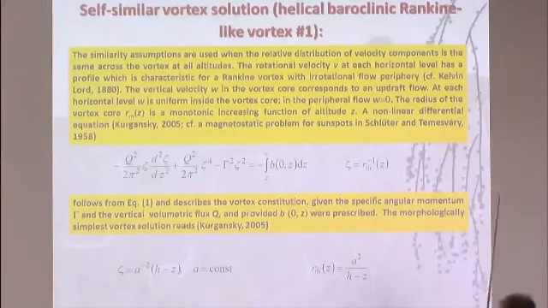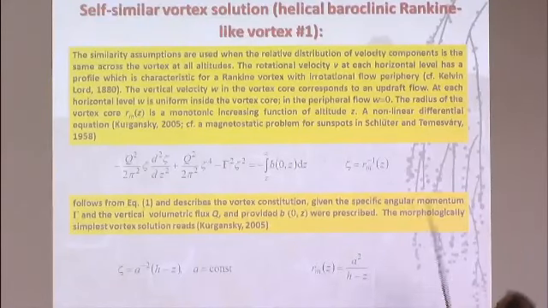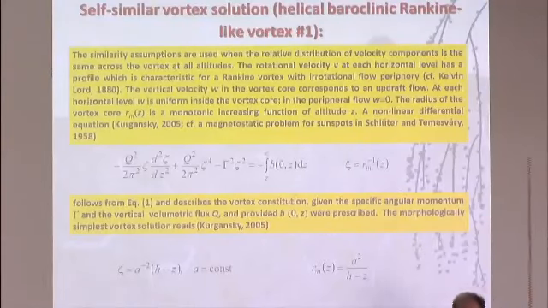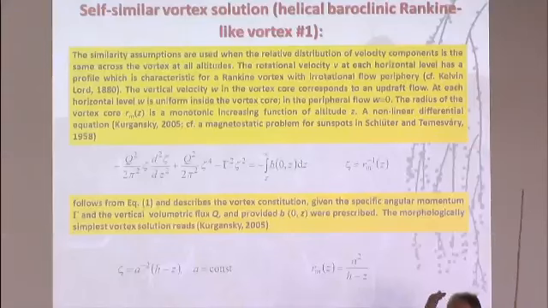So the idea was to generalize this Rankine-like vortex, but in the simplest way. So to assume that at each altitude, this vortex has the same profile as the Rankine vortex. But of course, the radius of maximum winds changes with height. And it was also assumed that this vortex radius monotonically increases with altitude.